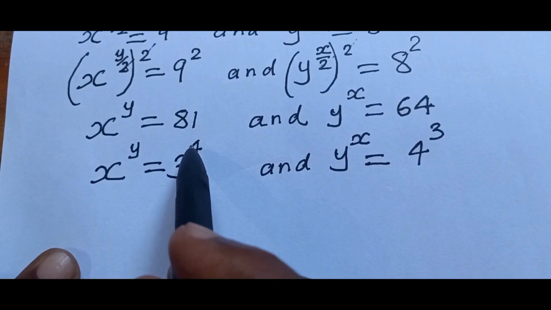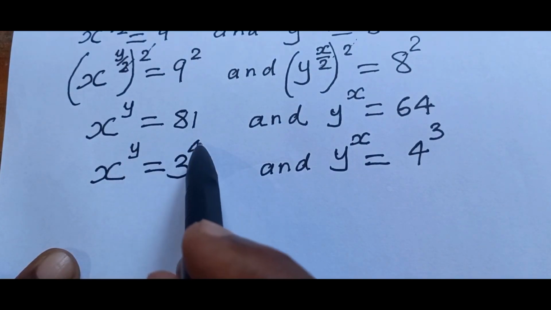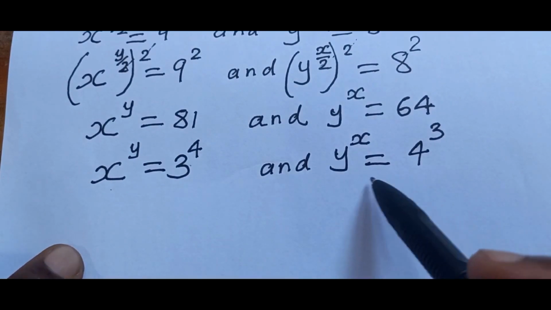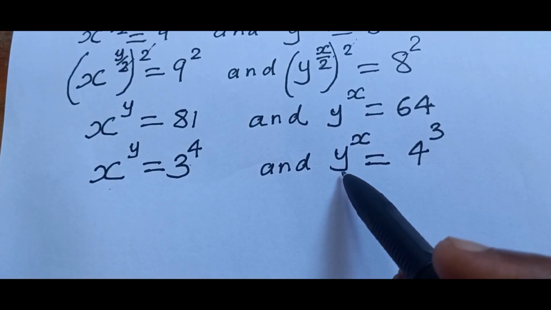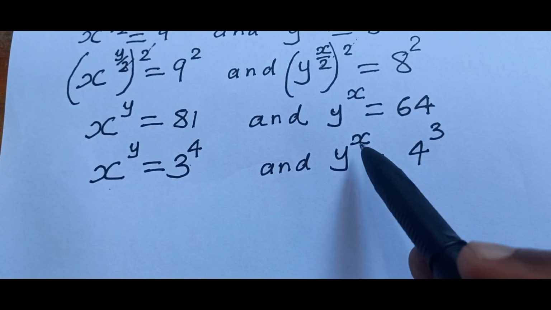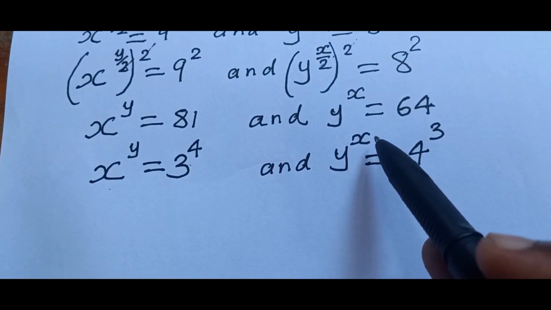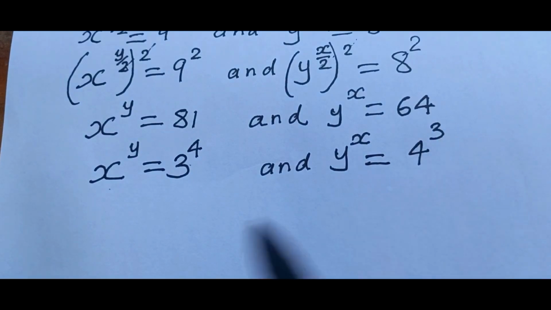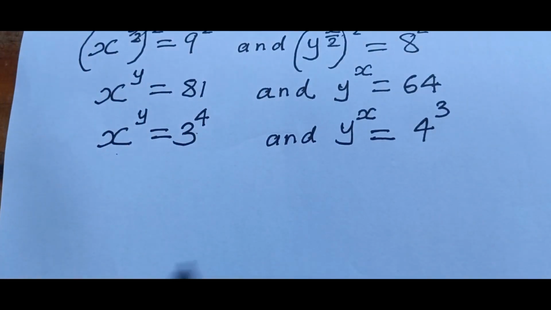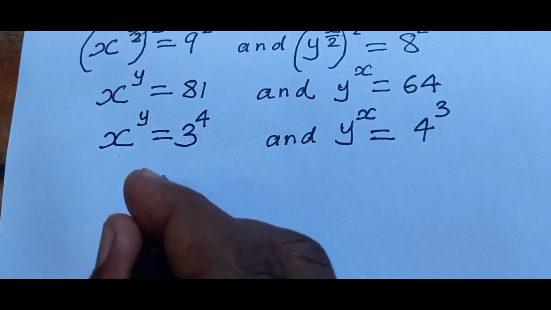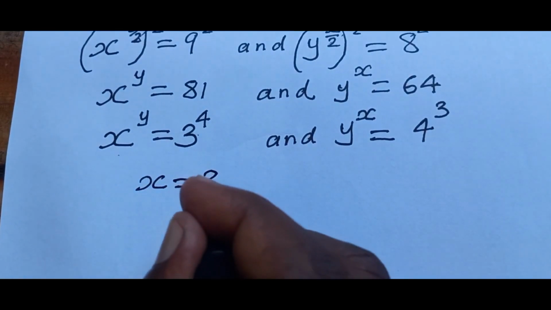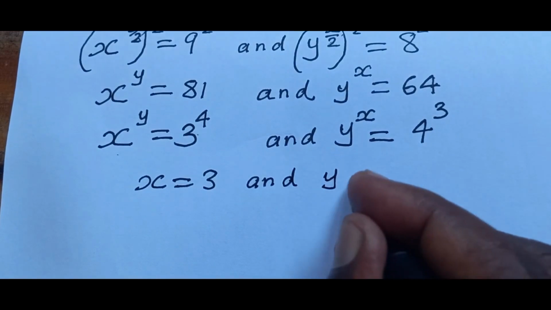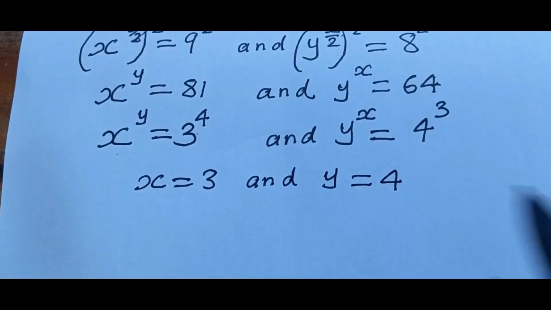The exponent here is y, which is equal to 4. The base here is x, which is equal to 3. But here, the base is y, which is equal to 4. The exponent is x, which is equal to this one, 3. So obvious. From this, we can conclude that x equals to 3 and y equals to 4.